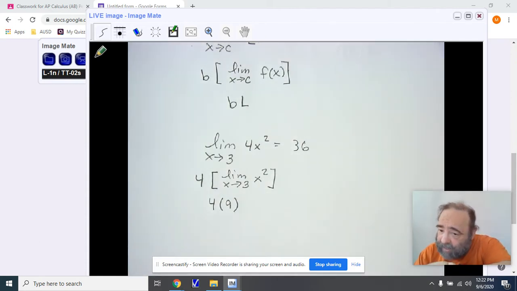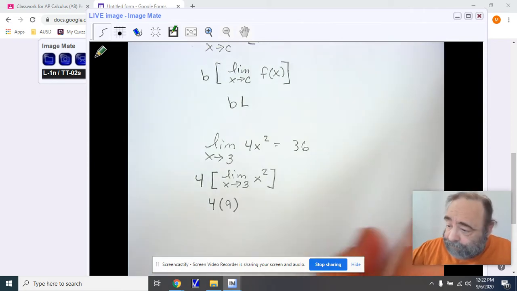Notice how it's a very basic process. We factor out the 4, we find our limit, and then we multiply. Scalar limit, or scalar multiple.